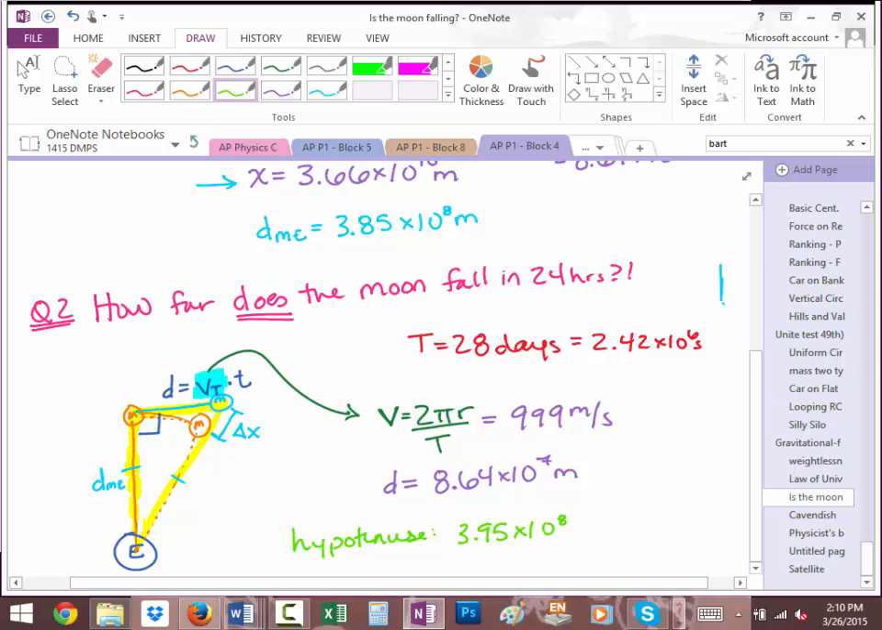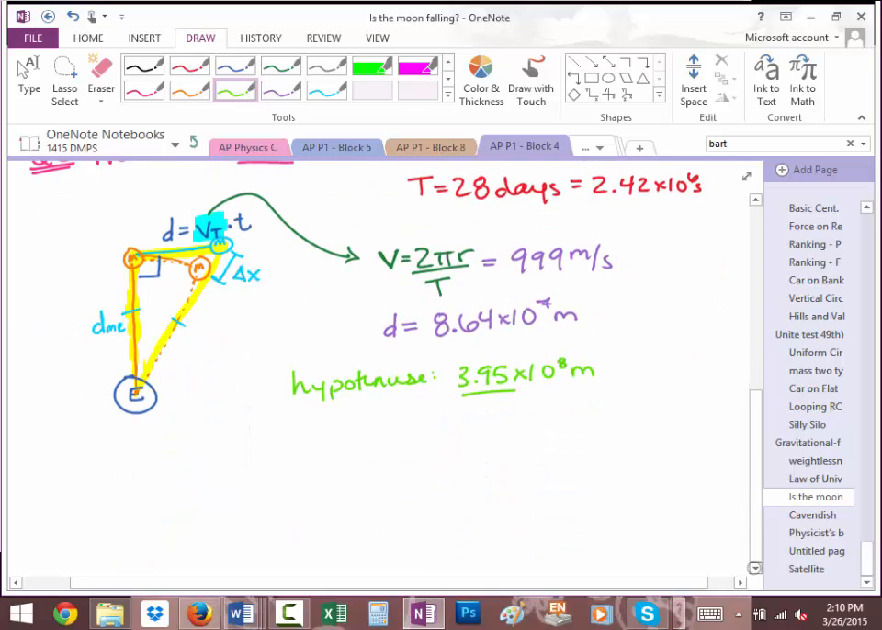Okay, let me pause that for a second, make sure we're okay. And so that is pretty darn close to this, right? Which kind of makes sense. Those should be about on the same order of magnitude. So then delta x is just going to subtract that. You subtract that from 3.85. Well, 3.95 minus 3.85. So how far does it fall? Times 10 to the 8th, and I got 9.57 times 10 to the 6th.